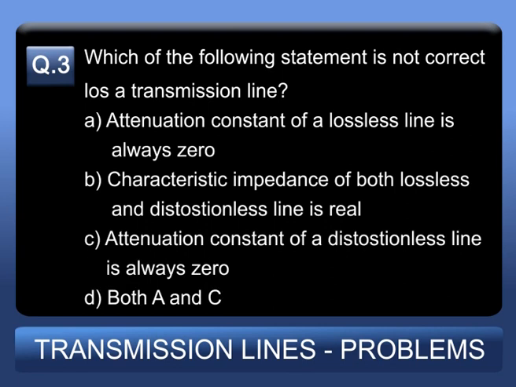Problem 3. Which of the following statements is not correct for a transmission line? Here he is asking which of the following statements is not correct for a transmission line. Option A, attenuation constant of a lossless line is always 0. Option B, characteristic impedance of both lossless and distortionless line is real. Option C, attenuation constant of a distortionless line is always 0. And option D is both A and C.